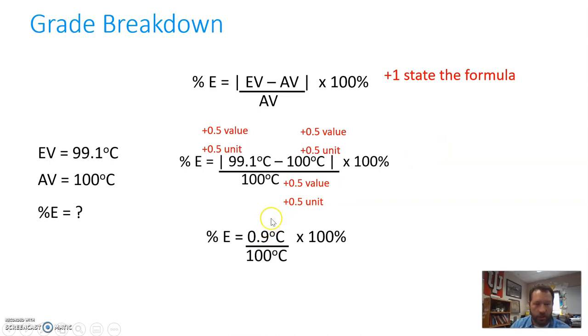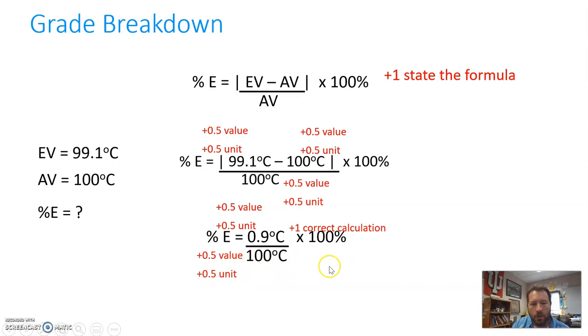Hey, there's that step I was telling you not to skip. Later, when we do significant digits, you'll see why it's important not to skip those mixed operations. So we've got a mixed operation, a subtraction followed by a division. So we want to make sure that we show our work. Once again, we've got 0.5 for the correct value, 0.9, and 0.5 for the unit, degrees Celsius. You're going to get 1 point for doing that calculation correctly. 99.1 minus 100, don't forget it's absolute value, so we get rid of any negative signs if we had them. And on the bottom, we did restate our 100 degrees Celsius, so 0.5 for the value and 0.5 for the unit.